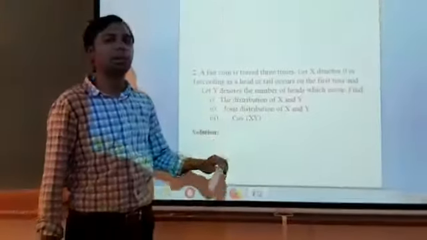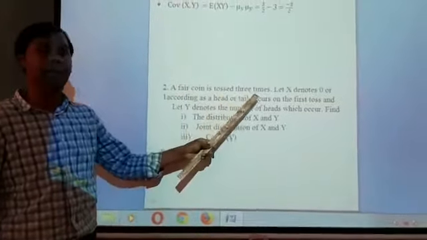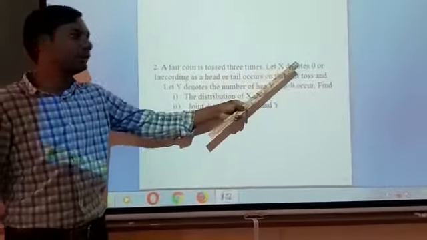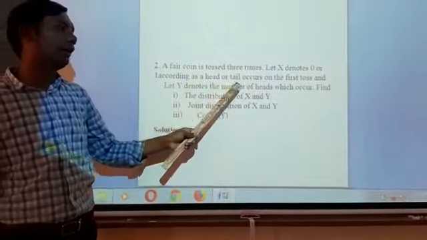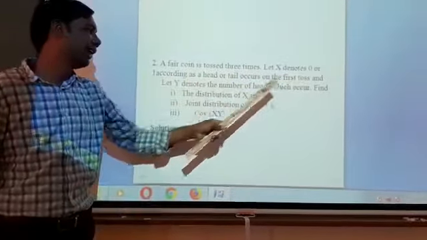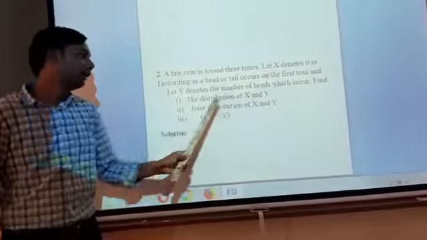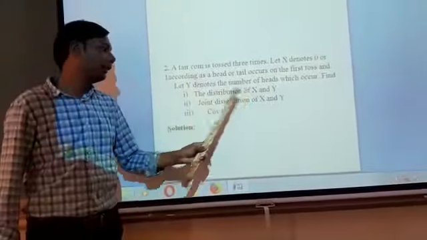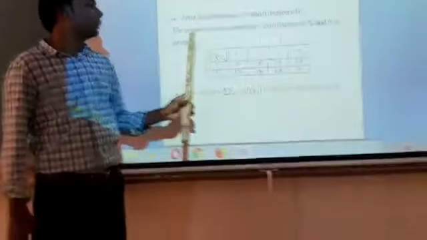So let us solve one more example, the second example. A pair of coins is tossed 3 times. Let x denote 0 or 1 according as a head or tail occurs on the first toss, and let y denote the number of heads which occur. Find the distribution of x and y, the joint distribution of x and y, and the covariance of x and y.